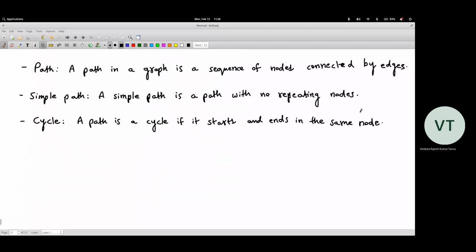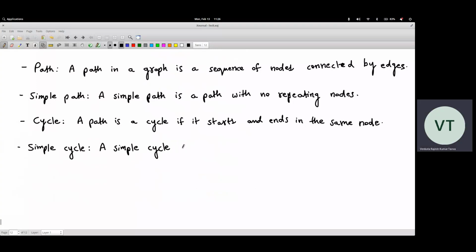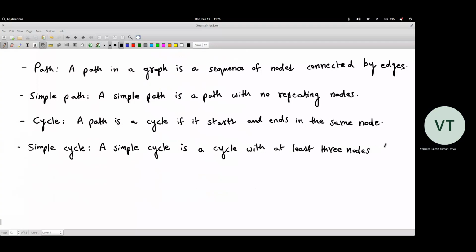So now let's look at simple cycle. A simple cycle is a cycle with at least 3 nodes and repeats only the first and last nodes.